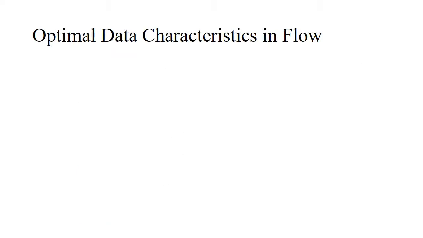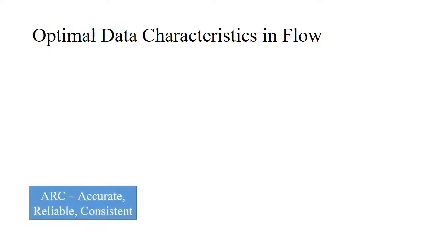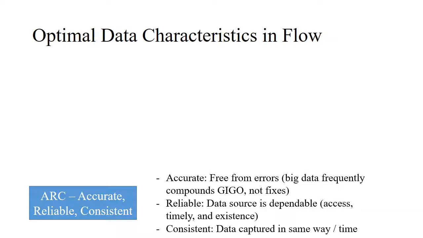Now that we've talked about the flow, what are the characteristics of that data for it to actually be useful? Well, the first, you can think of this as ARC, A-R-C. The data ideally is accurate, reliable, and consistent. Accurate just means free from errors. GIGO means garbage in, garbage out. So if you generate terrible data, you're much more likely to generate terrible models. Now, that's not always the case, and we'll talk about that in a later video. But accuracy is extremely important.